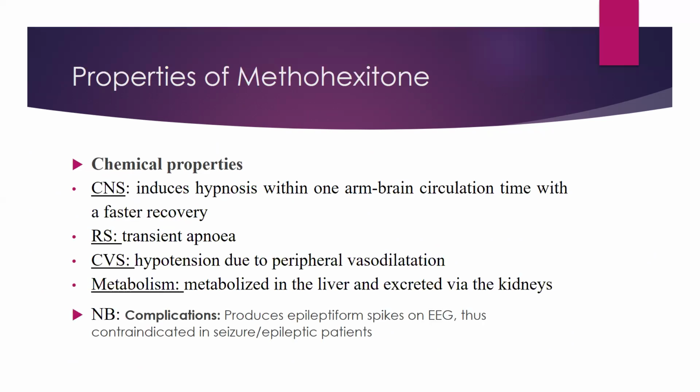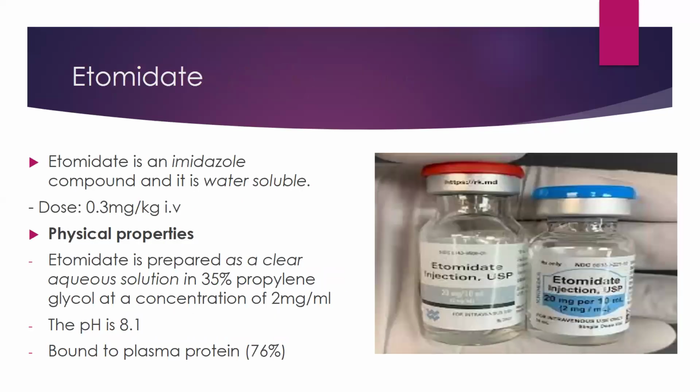Some of the systemic effects: it induces hypnosis within one arm-brain circulation time with a faster recovery. It can precipitate transient apnea, and causes vasodilatation, resulting in hypotension. One of the complications is that it produces epileptiform spikes on EEG, and therefore is contraindicated in epileptic patients.